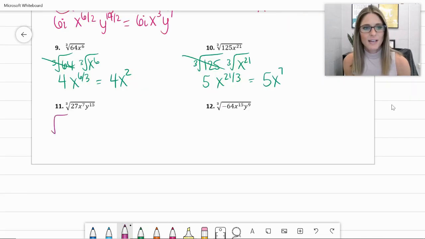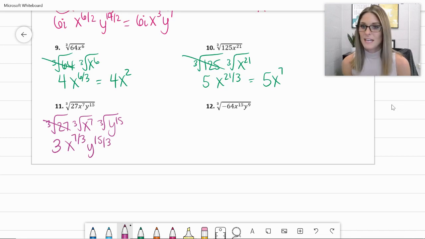Our last two here, we have the cube root of 27, a cube root of x to the 7th, and a cube root of y to the 15th. The cube root of 27 is perfect. That's 3. I'm going to change this to x raised to the 7 over 3 and y to 15 over 3. I can't simplify those any further. I'm going to leave it that way. That will be my final answer. You'll see that modeled on Delta Math. They will leave it in rational form.